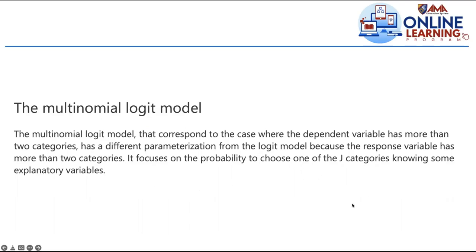It focuses on the probability of choosing one of the J categories, knowing some explanatory variables. One of the J categories has to do with the Y, and the explanatory variables have to do with the X. When you say logistic regression, you're focusing on the probability. This one is general because you're talking about multinomial, not only two. So you can have one of three categories or one of four categories to choose, knowing some explanatory variables. That's the idea of regression: we want to predict the probability given these explanatory variables.